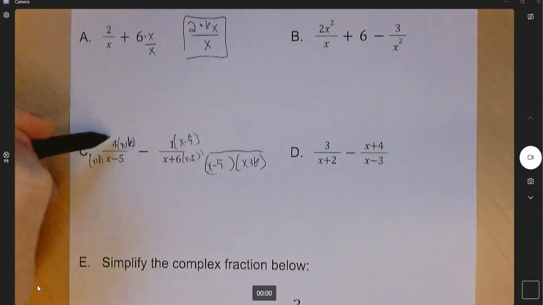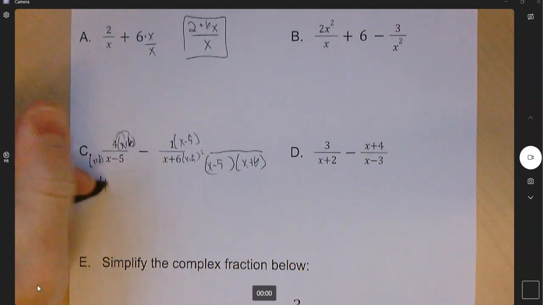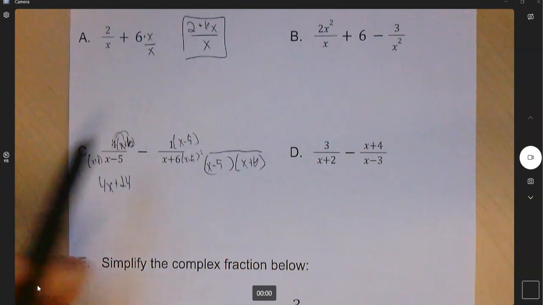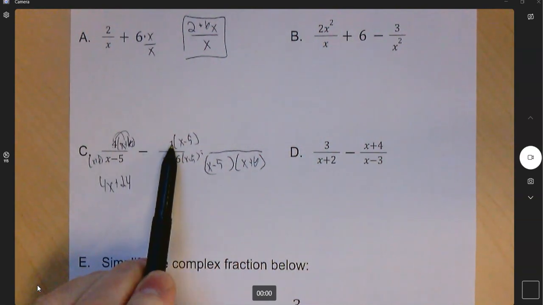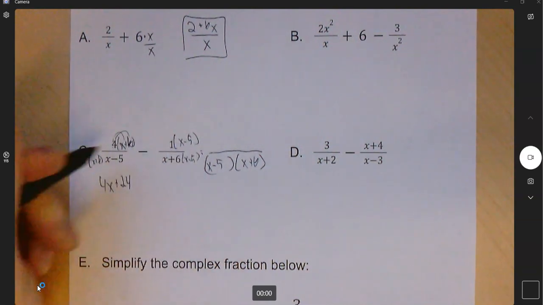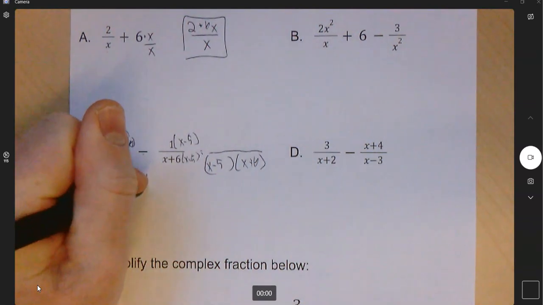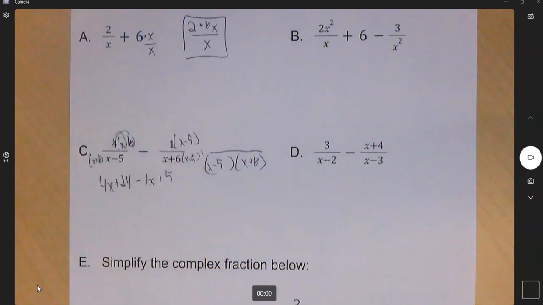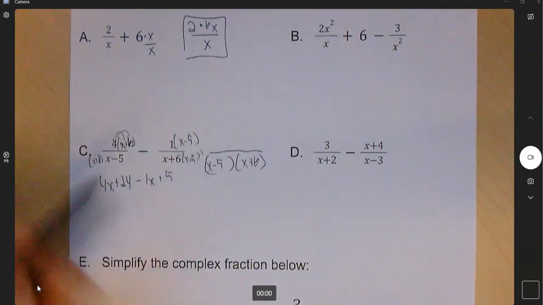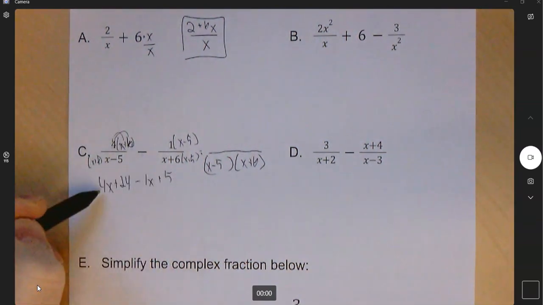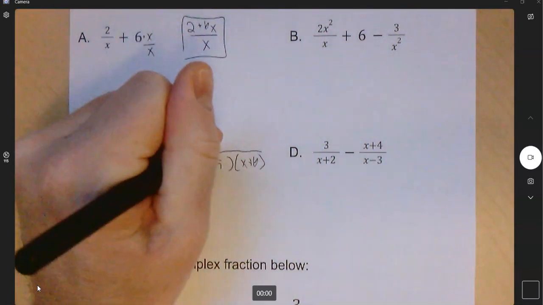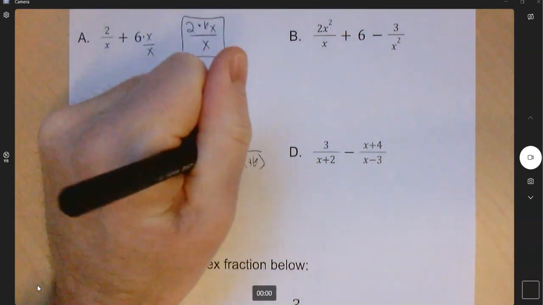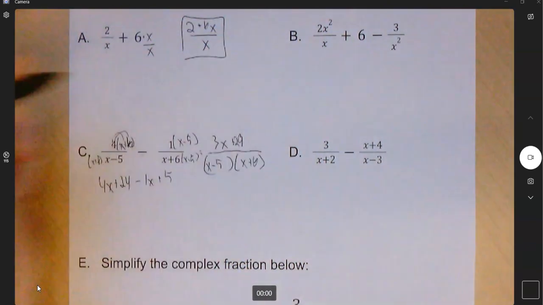4 times x plus 6, if I do the distributive property, would give me 4x plus 24. Now here's where students sometimes drop the ball. This is a negative 1 being multiplied to both of these things. So it is a negative 1 times x, negative 1x, and a negative 1 times a negative 5 is a positive 5. This is my numerator, and now I'm just going to combine like terms. 4x's minus 1x are 3x's. 24 plus 5 is 29.